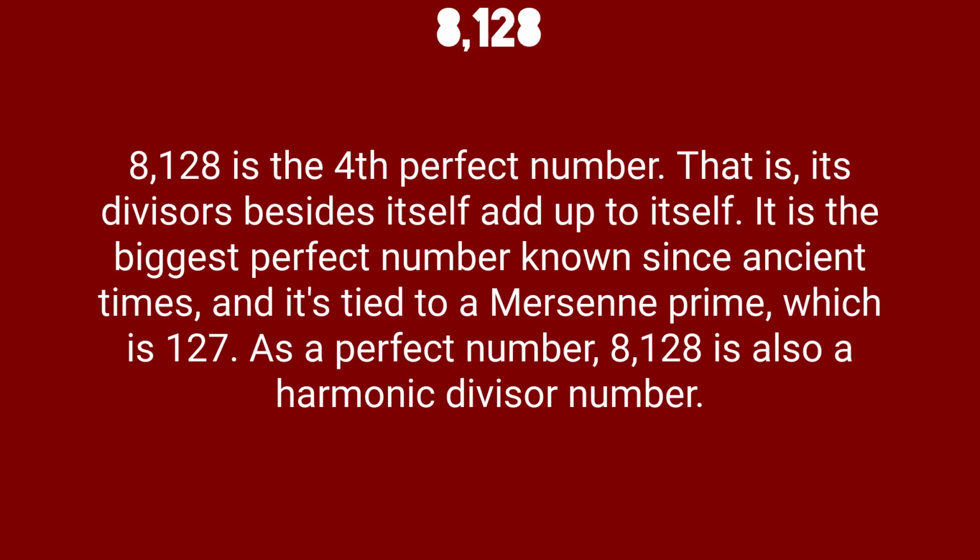Fourth perfect number. 8128 is the fourth perfect number. That is, its divisors and itself add up to twice itself. It is the biggest perfect number known since ancient times, and it's tied to a Mersenne prime, which is 127. As a perfect number, 8128 is also a harmonic divisor number.